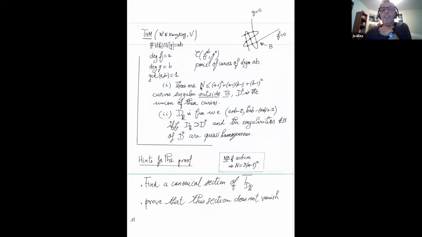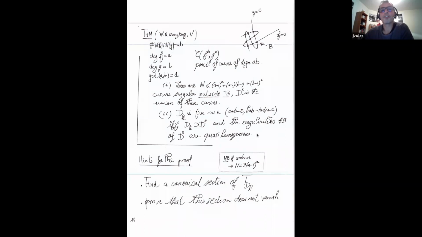And this number of singular curves is smaller than this number: (a minus 1) squared plus (a minus 1)(b minus 1) plus (b minus 1) squared. You can observe that if a is equal to b, then we find again 3(n minus 1) squared. And I call again DS the union of these curves. Then DK will be 3, and this time with exponent a plus b minus 2 and the corresponding number, if and only if, again, DK contains DS, and the singularities outside B of DS are quasi-homogeneous.